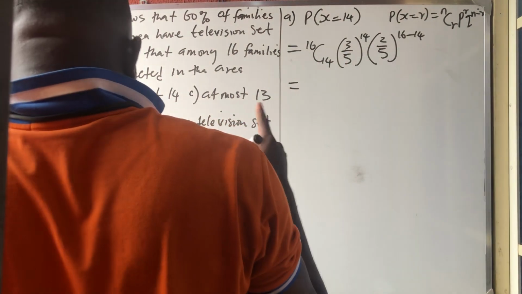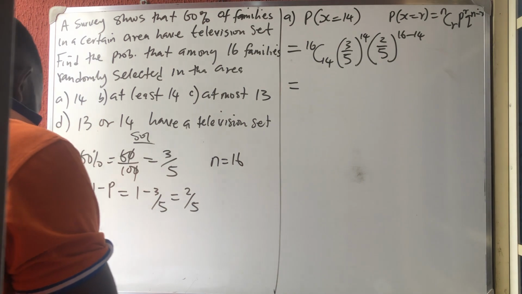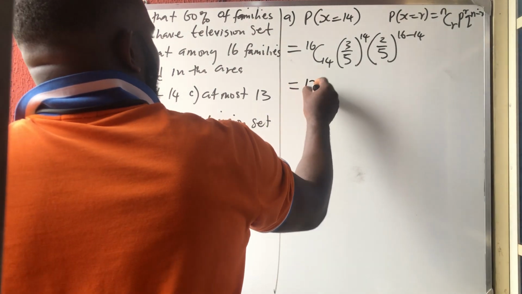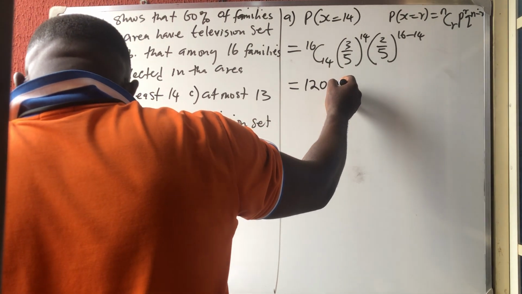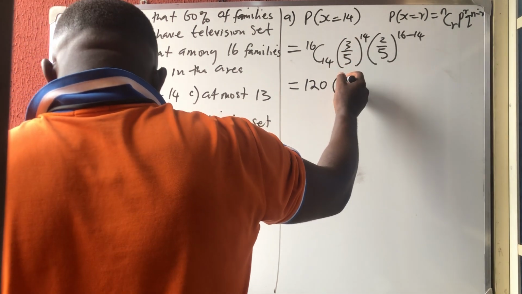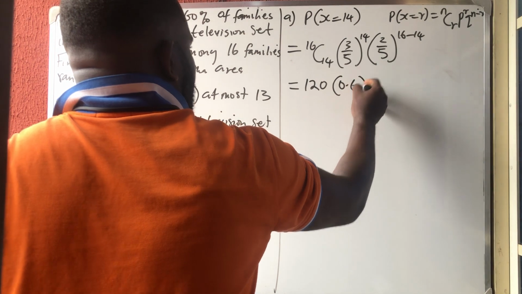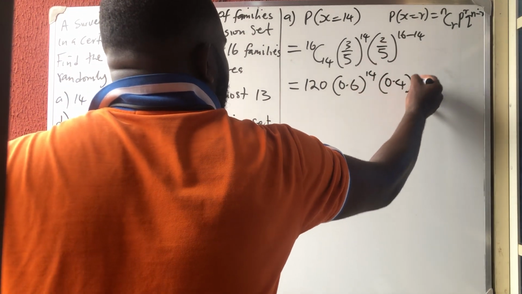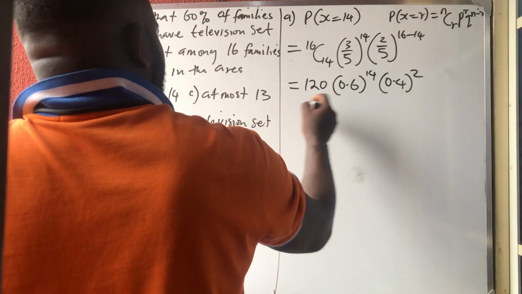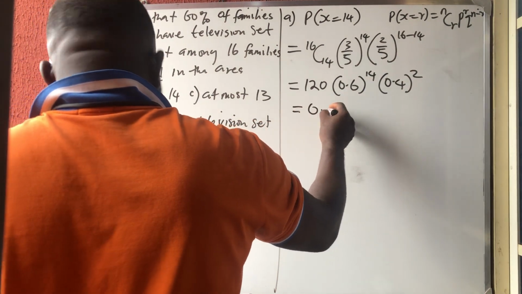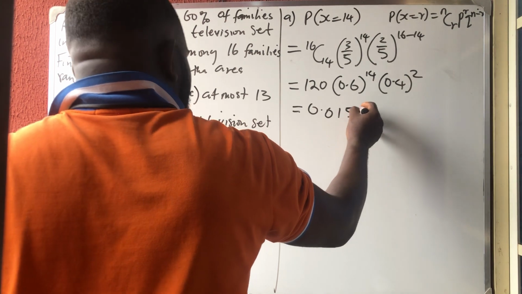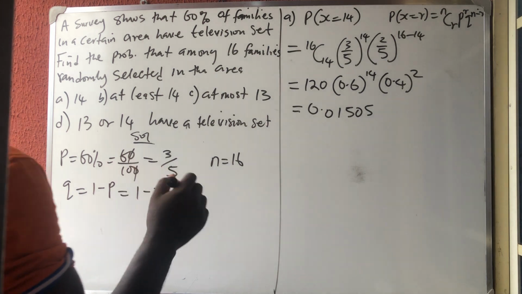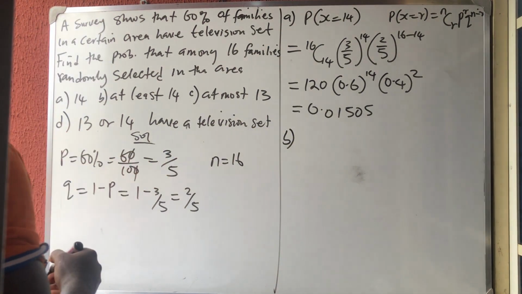So what do I have? 16 combination 14 will give me 120. So 120 bracket, 3 divided by this will give me 0.6, 0.6 raised to power 14, and 2 divided by this will give me 0.4, 0.4 raised to power 2. If you do everything, you are getting 0.01505. If you multiply everything, that's what you will get. As simple as that.